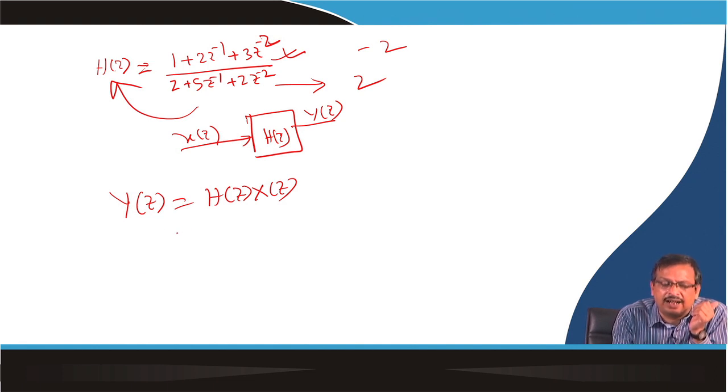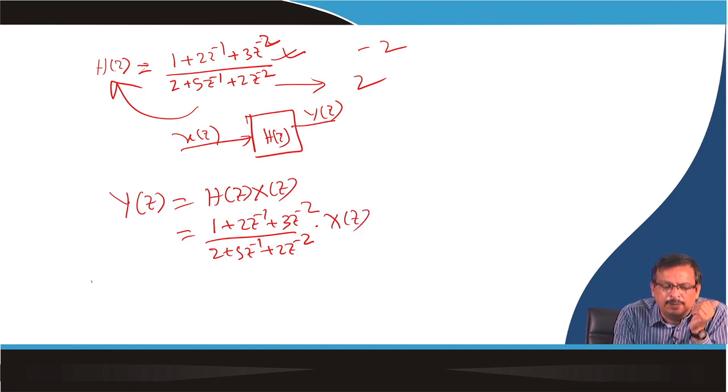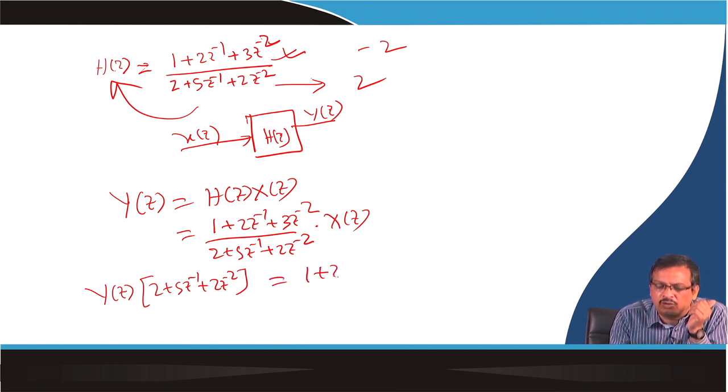So if I say H(z) = (1 + 2z^-1 + 3z^-2) / (2 + 5z^-1 + 2z^-2), that is, Y(z)/X(z). Now if I simplify it, Y(z) into (2 + 5z^-1 + 2z^-2) is equal to (1 + 2z^-1 + 3z^-2) into X(z).